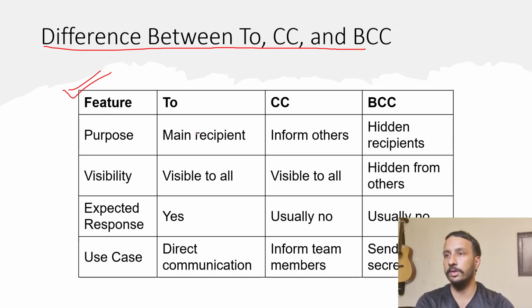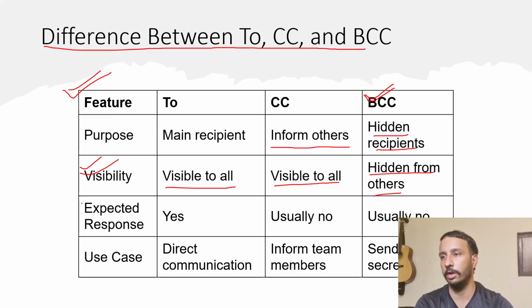First of all, the purpose. To is for the main recipient, CC is for informing others, and BCC is for hidden recipients. Then visibility. To is visible to all. So whatever email CC and BCC are receiving, they will be able to see the To recipient. Then CC is also visible to all. To will be able to see it. BCC will be able to see it. BCC is hidden from others. So To and CC will not know who is in BCC. Only From will know because he is sending that email.